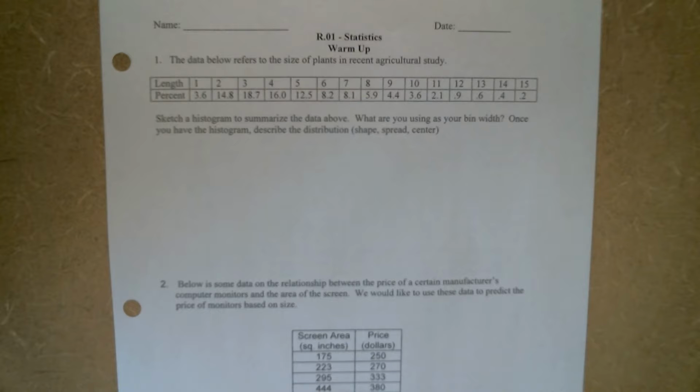All right, the data below refers to the size of plants in a recent agricultural study. Sketch a histogram to summarize the data above. What are you using as your bin width? Once you have the histogram, describe the distribution, which includes the shape, the spread, and the center.